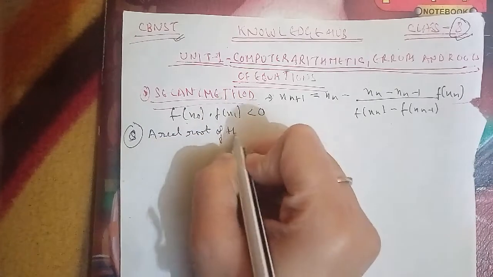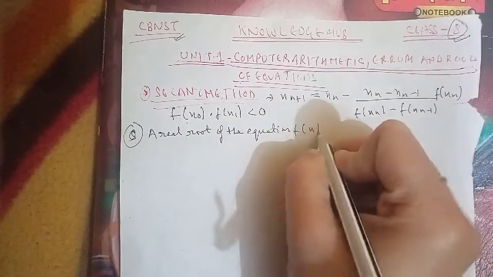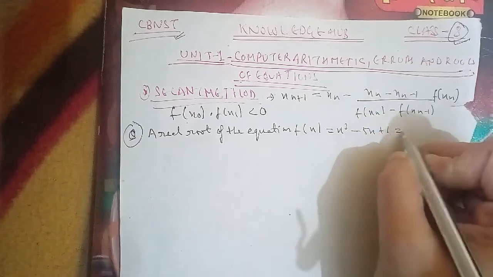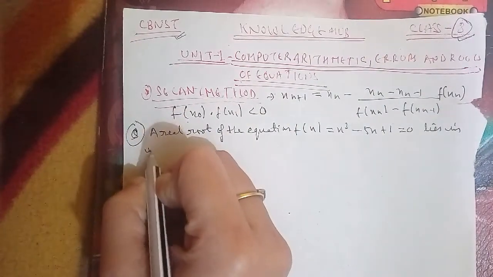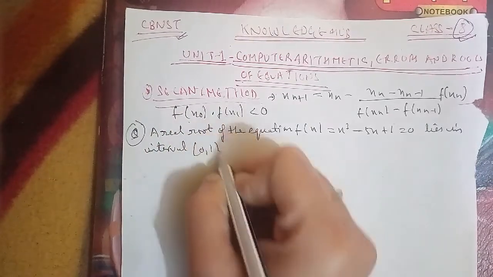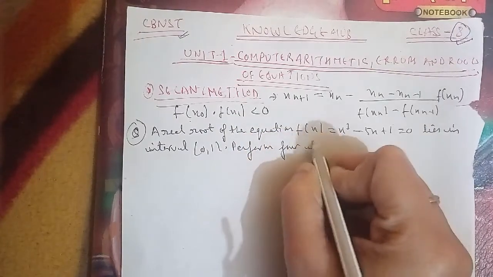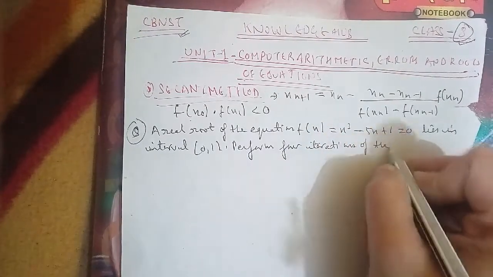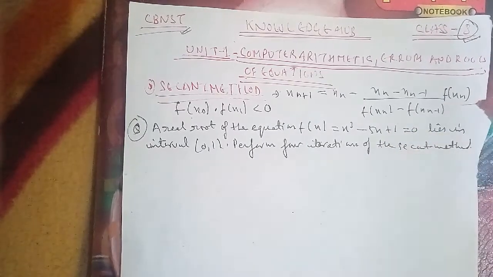A root of the equation x cubed minus 5x plus 1 equals 0 that lies in the interval 0, 1. Perform 4 iterations of the second method. We'll go ahead for a solution here.